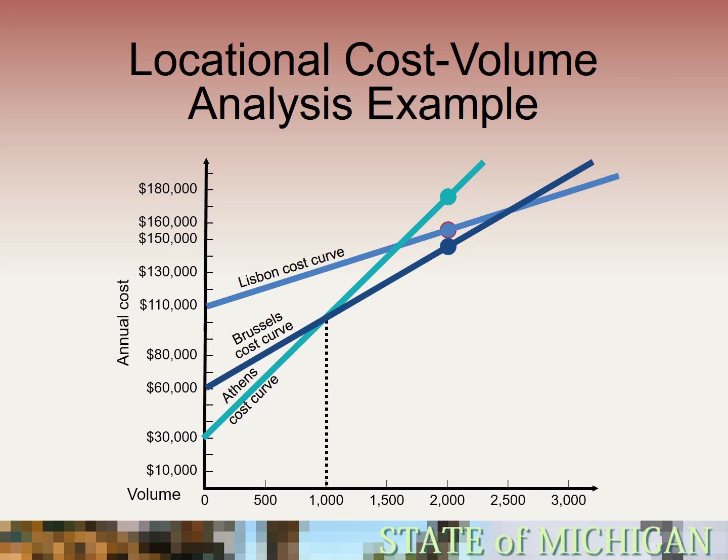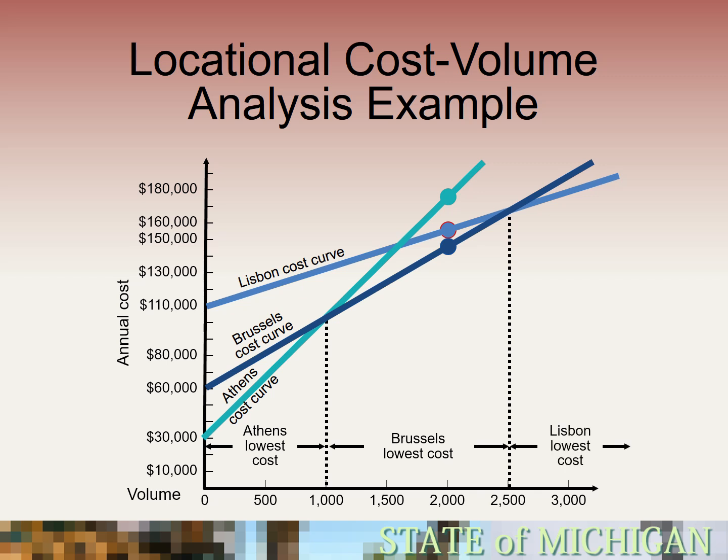So when we chart it out, you can see that it depends on the volume versus the annual cost. So if you're only producing 1,000 or less, then it appears Athens has the lowest cost. If you're producing between 1,000 and 2,500, Brussels has the lowest cost. But if you're producing over 2,500, then in turn Lisbon has the lowest cost.